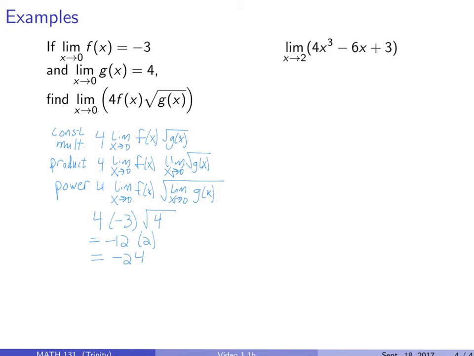Next, we're going to see what happens when we take the limit of a polynomial. So here we've got the limit as x approaches 2 of the polynomial 4x cubed minus 6x plus 3. So first, I'm going to use the sum and difference rules to separate this based on the pluses and minuses. So now I'm going to have the limit as x approaches 2 of 4x cubed minus, using the difference rule, the limit as x approaches 2 of 6x plus the limit as x approaches 2 of 3.